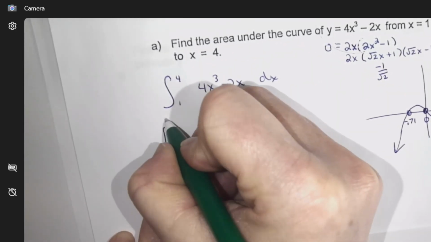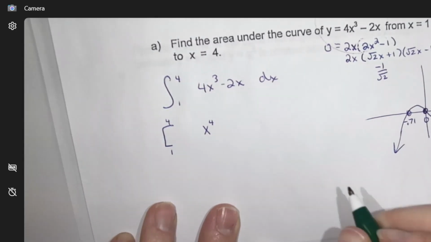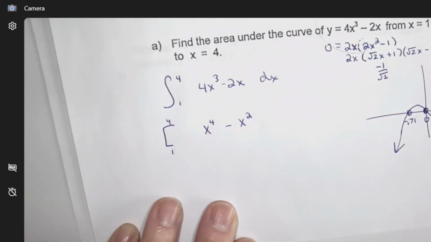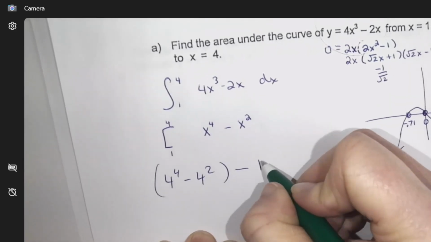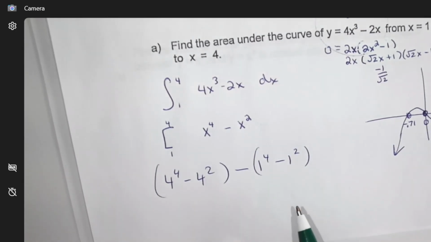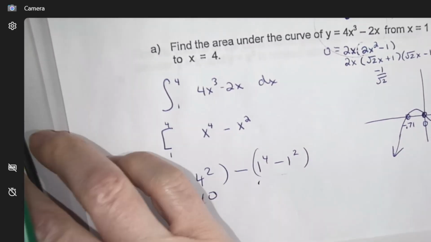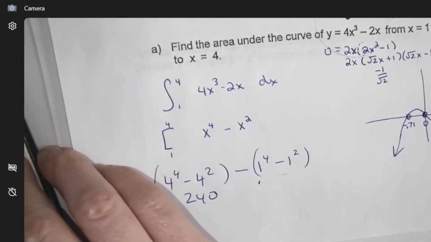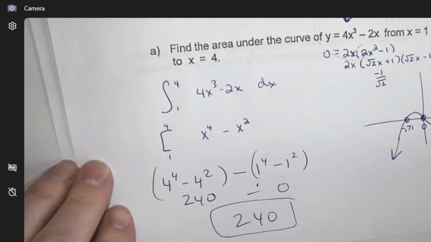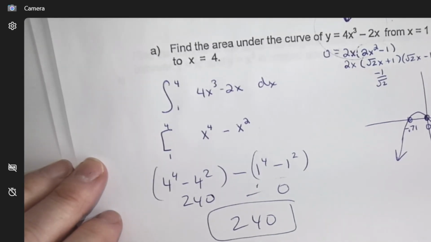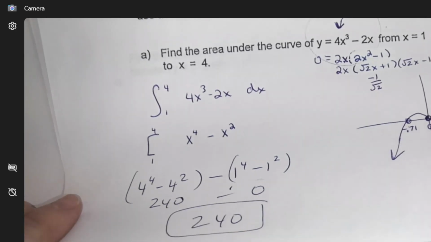Okay, now do your anti-deriving process. So go up. So a 4th degree, 4 divided by 4 is the new coefficient 1. Go up, 2 divided by 2. Oh, that's actually really easy. You have to write units. No, that's fine. But that's technically what it is, but that's fine.